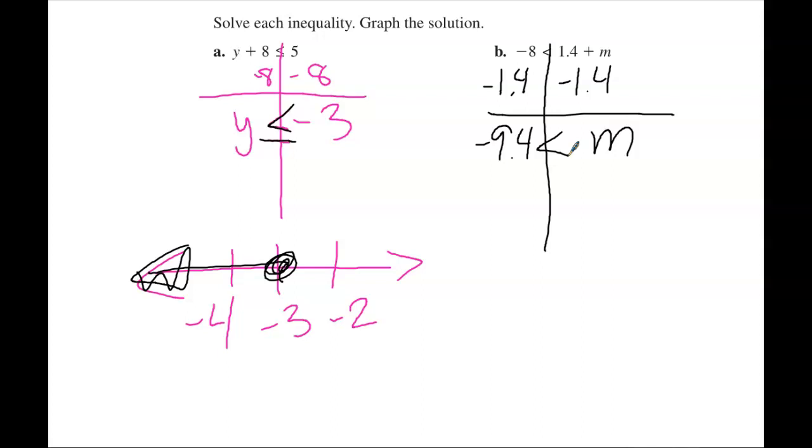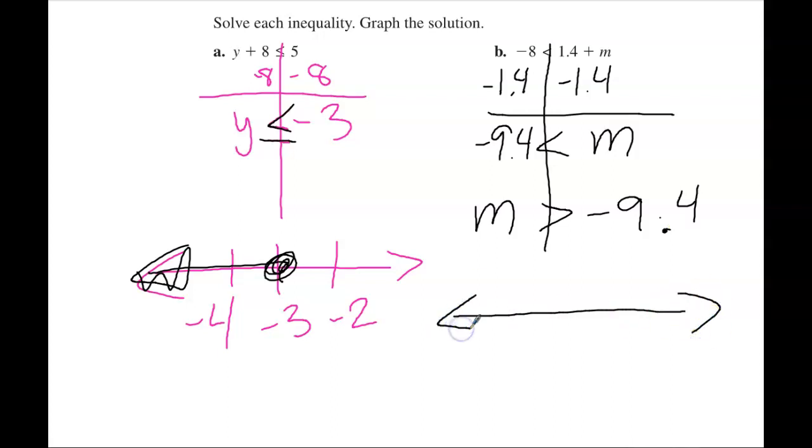Truman, how do I rewrite that so that n comes first? N is greater than negative 9.4. Good. Again, you don't have to rewrite it with the variable first, but when you're graphing it, for me personally, it's a lot easier to read this as n is greater than negative 9.4 than reading it as negative 9.4 is less than n. Okay?